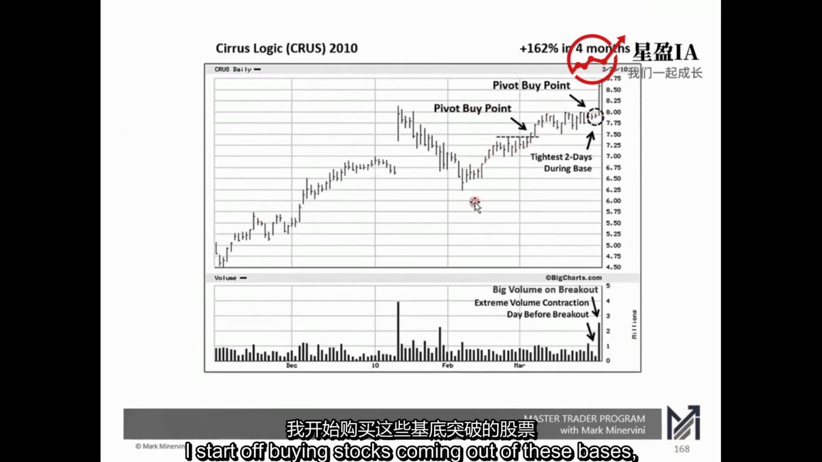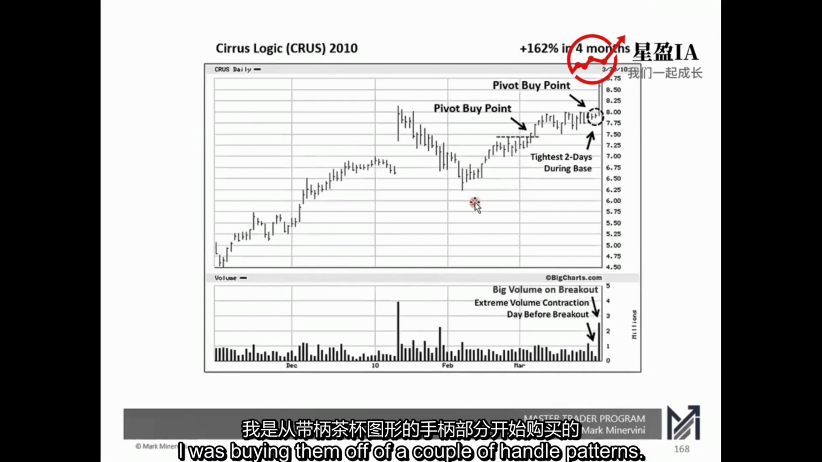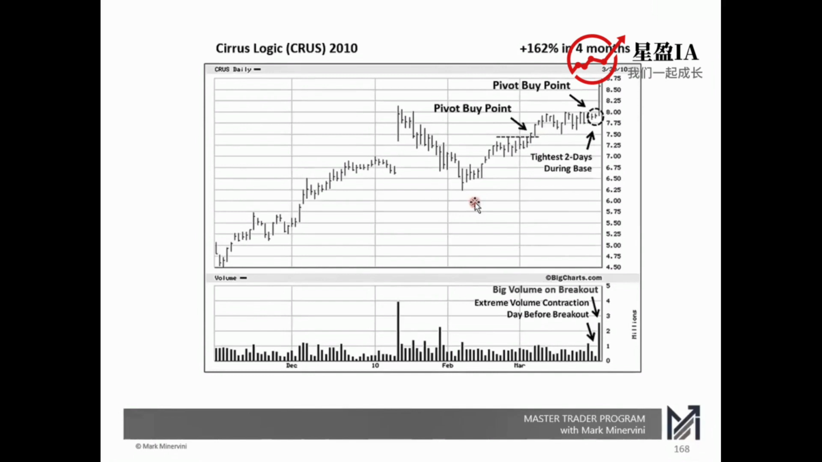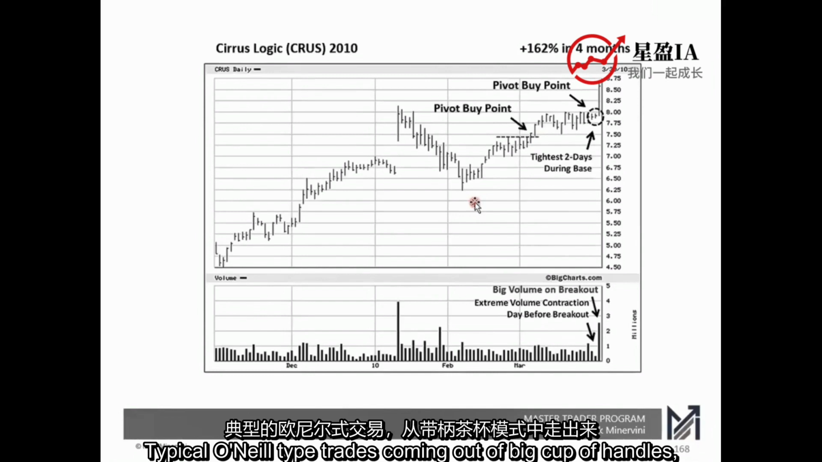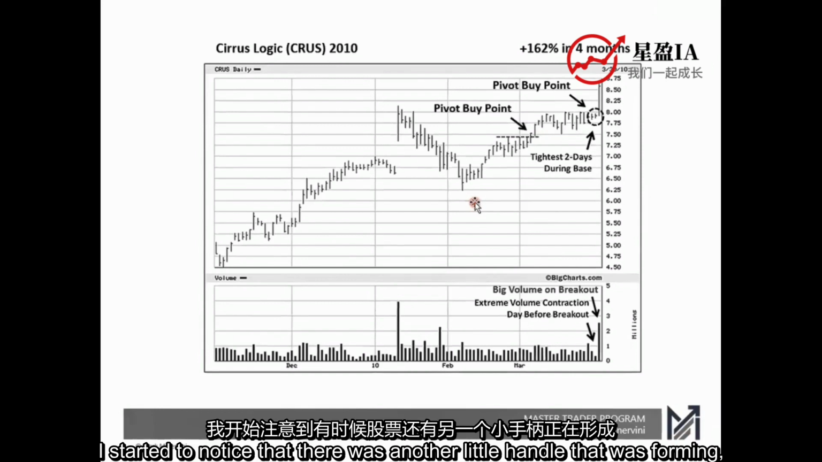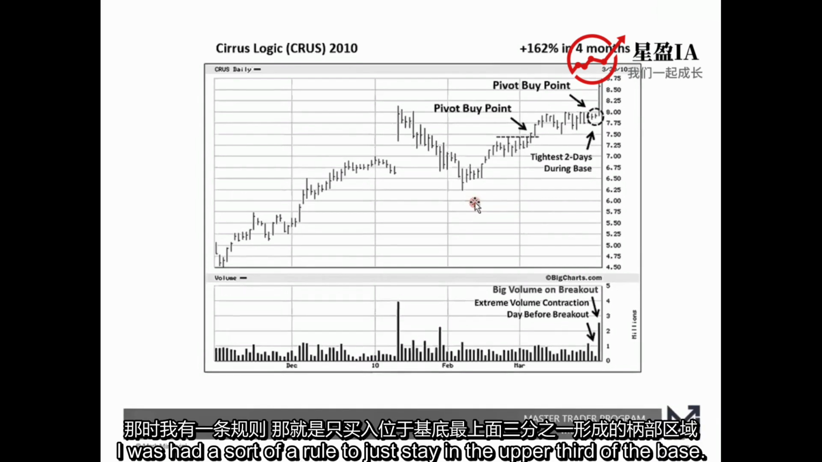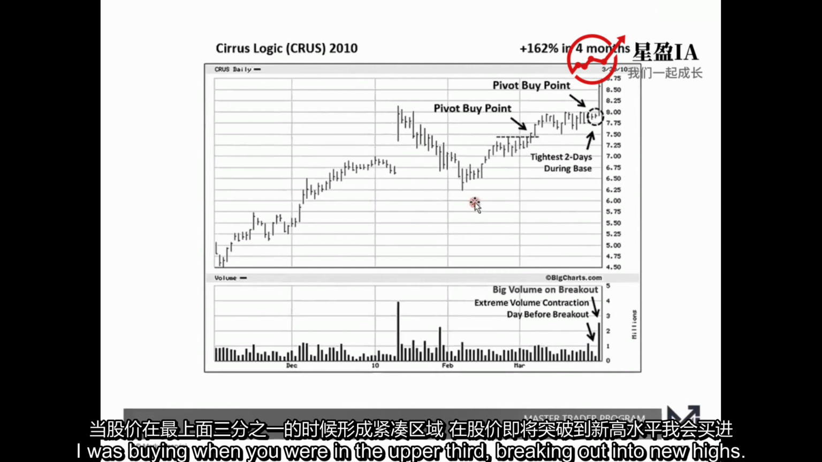I started off buying stocks coming out of these bases, and most of the time they were going into new high ground, and I was buying them off of cup with handle patterns, typical O'Neill type trades coming out of big cup with handles. And I started to notice that there was another little handle that was forming, and what looked like a buy point within the base, sometimes earlier and a little lower than the handle. And I had a sort of a rule to just stay in the upper third of the base, and I was buying when you were in the upper third, breaking out into new highs.